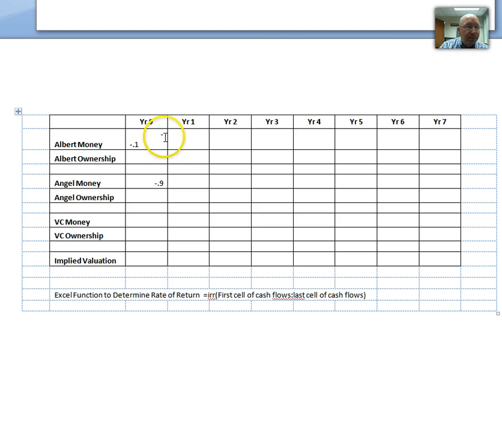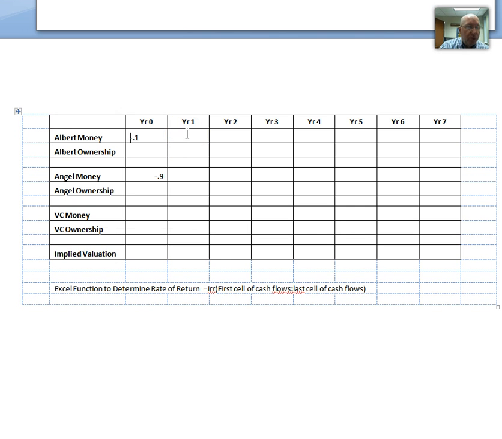IRR function. Phew, that was harder to make happen than it should have been. Albert, in return for the 900,000, gets 40% of the business. And remember, 40% mathematically equals 0.40. And Albert retains 60% of the business, which is 0.60.